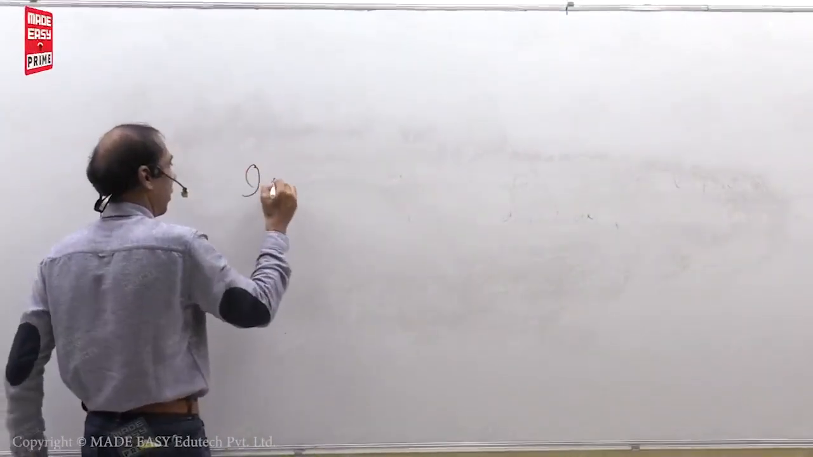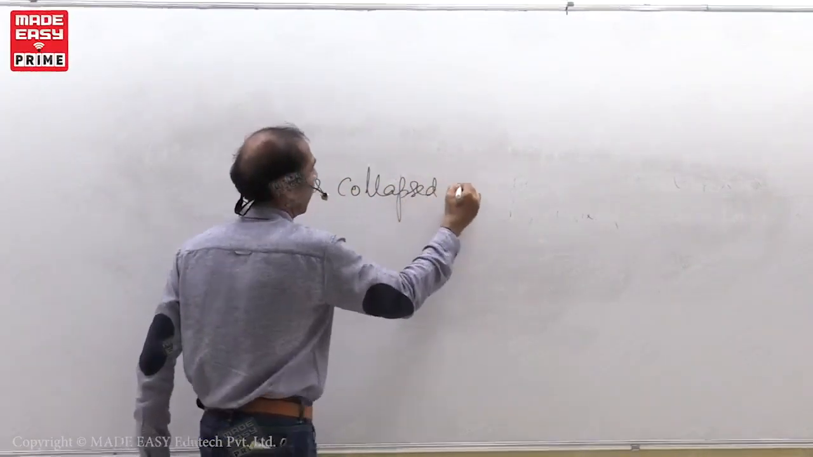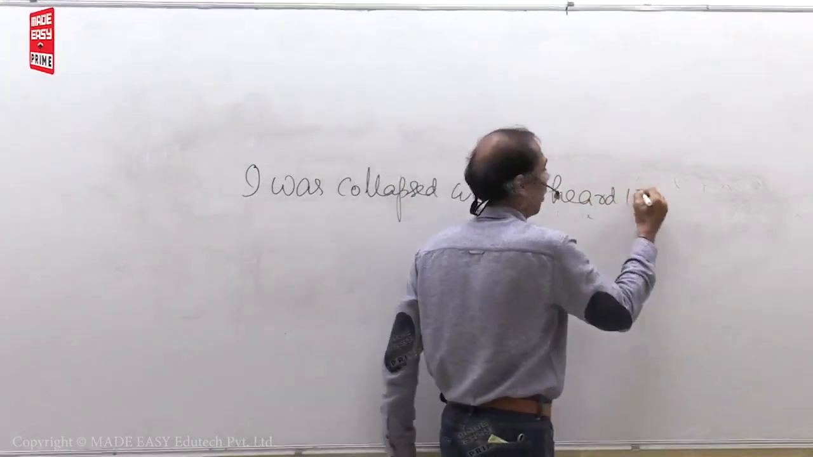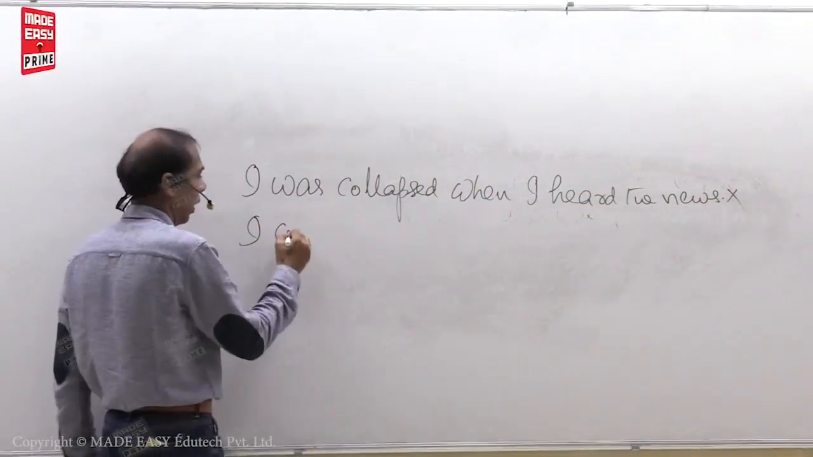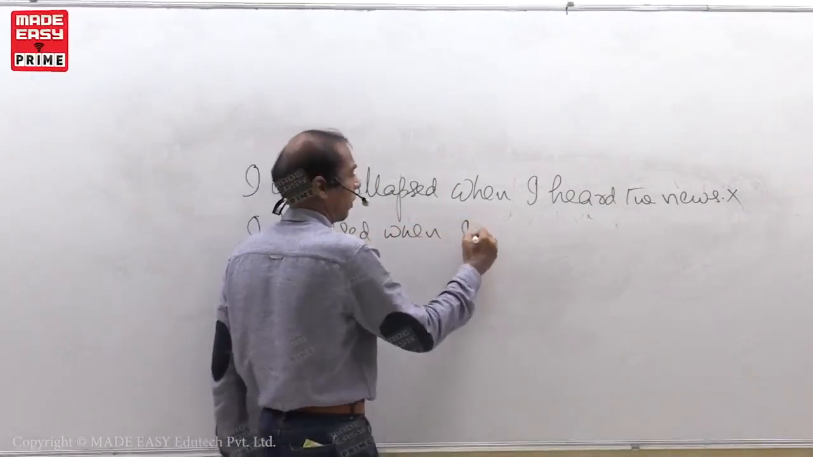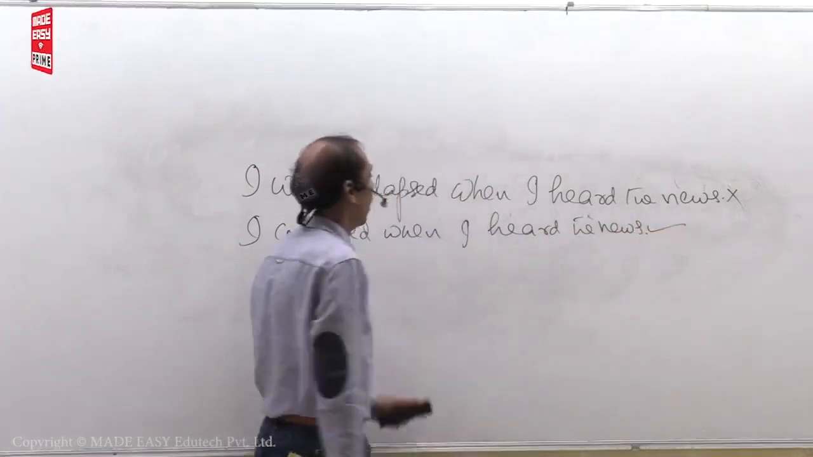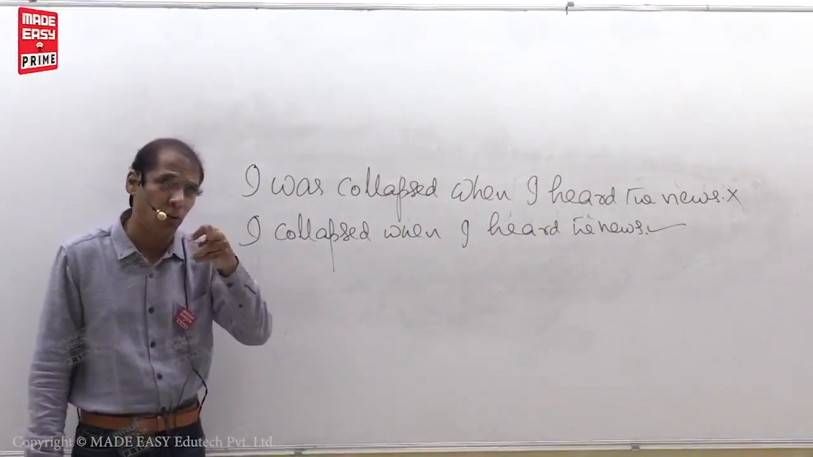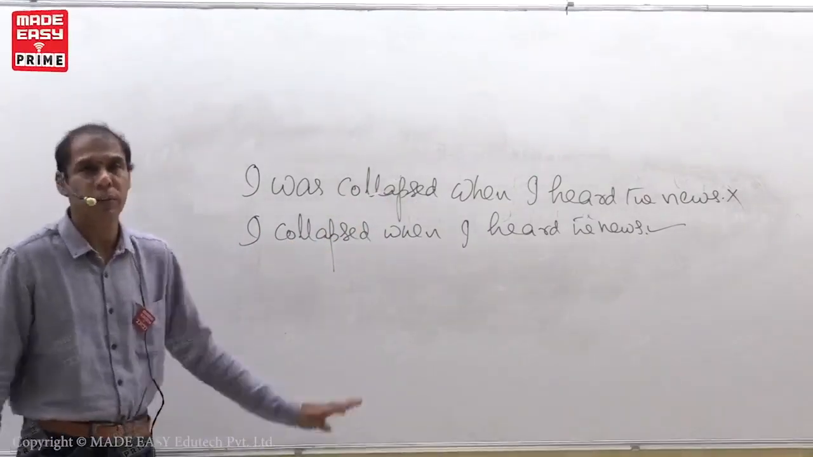Similarly, see, I was collapsed when I heard the news. This is also wrong. I collapsed when I heard the news. Not I was, because this is passive voice. So my students, collapse, happen, don't use these two words in passive form. Use these two words only in active form. It means active voice. Right?